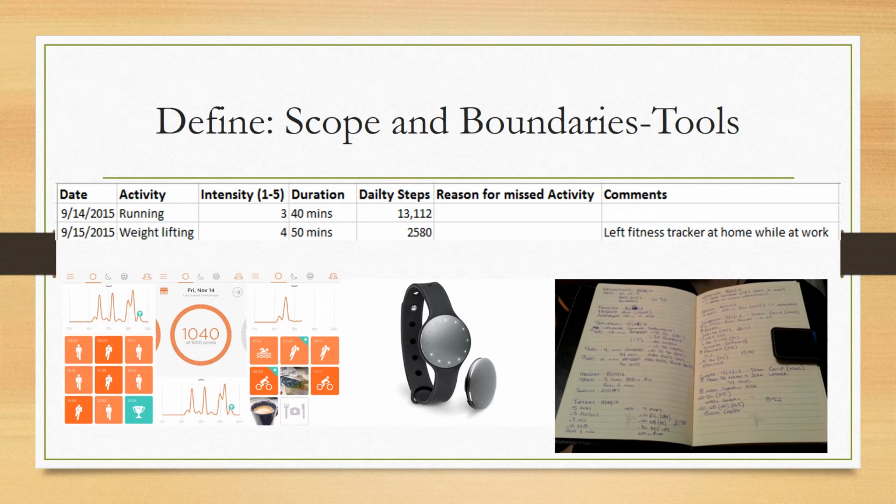Looking more at the scope and boundaries portion, some of the tools we're going to use. The first, at the top, was a quick snippet of that master data table that we'll look at shortly. And in the bottom left, you can see some of the fitness tracking tools, the Fitbit or the Misfit that I used, and the application that it comes with. And then also an example of some handwritten records that I might use before I get the information into that Excel file.